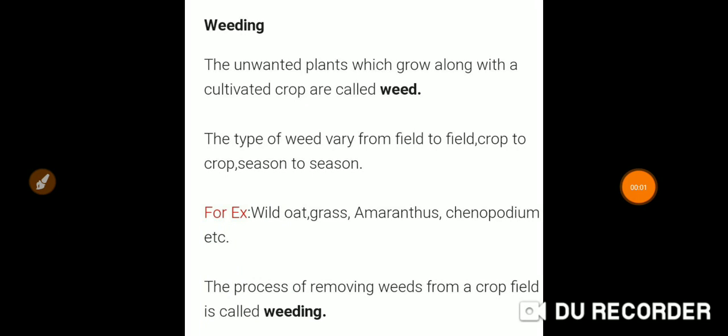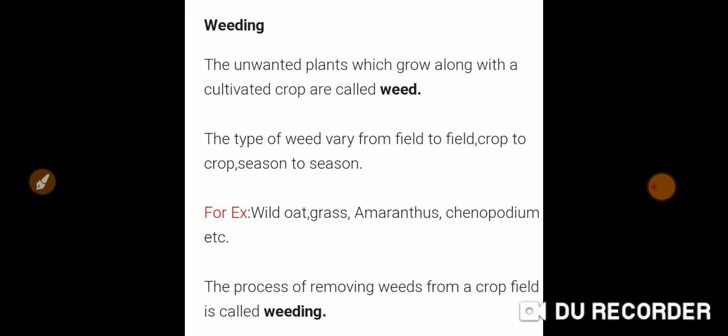Good morning, Goenkans. So today we'll be talking about some more steps that we need to carry out while we go for the cultivation of a crop. And this is from your science textbook, chapter number 9, Producing Food, page number 43.